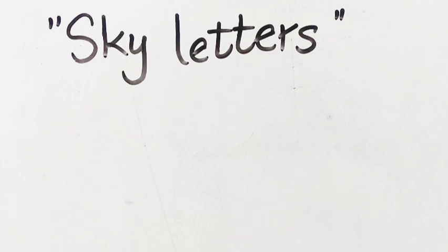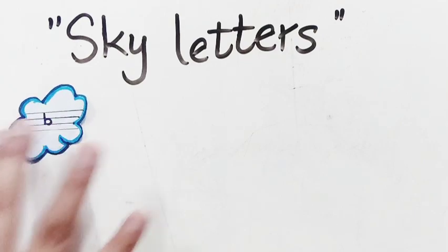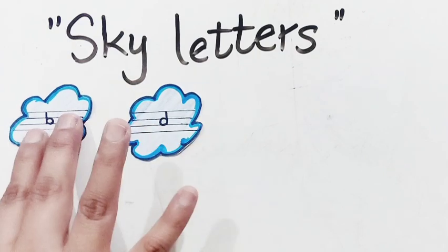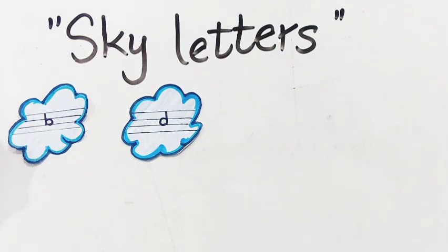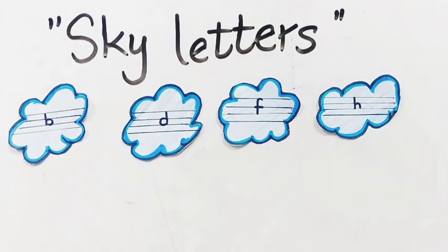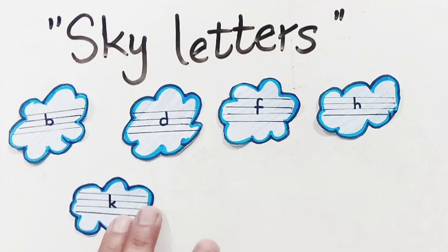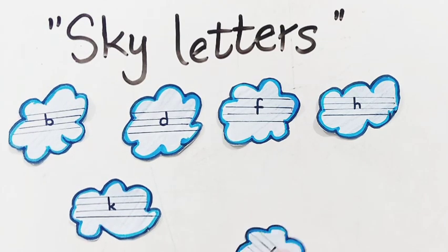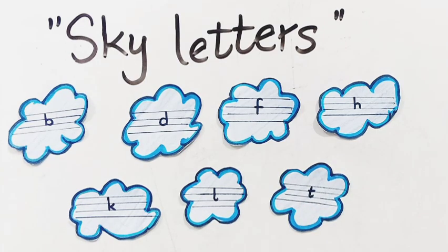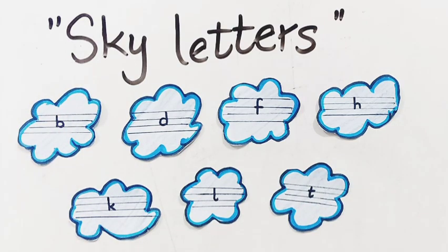For example, B, D, as you can see, these letters fit in the first three lines. F, H, K, L, T. These letters fit in the first three lines.